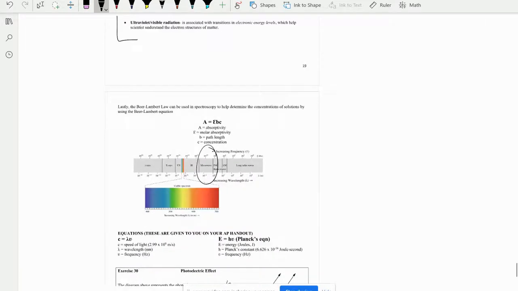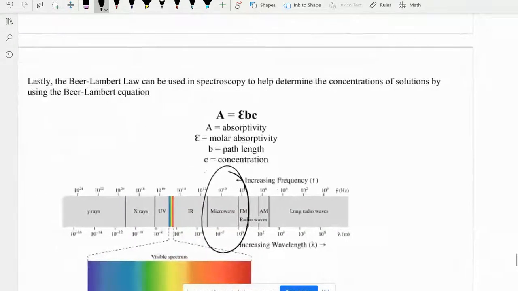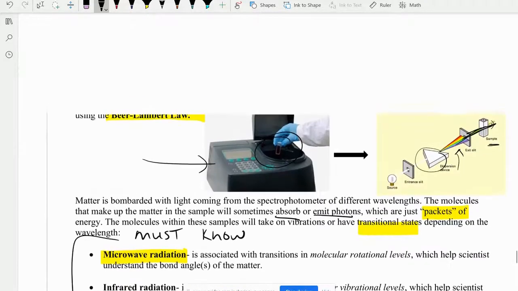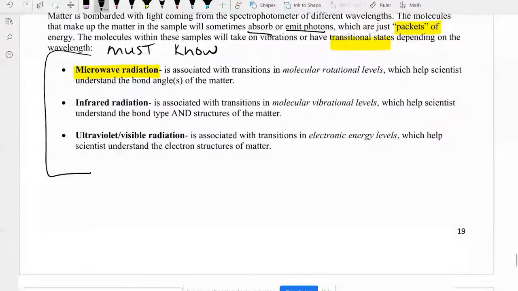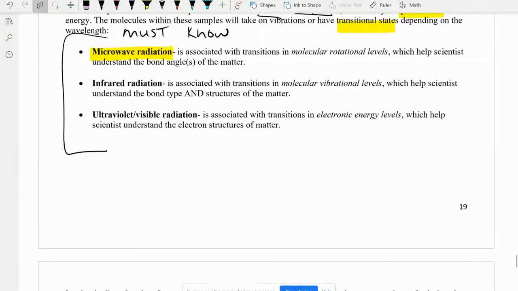You all should be familiar with what microwave radiation is. You have probably at some point in your life used a microwave to cook your food. And when you do so, that type of radiation is going to cause transitions in what we call molecular rotational levels. Now, don't let the language get you caught up here. Molecular rotational levels literally just help a scientist understand the bond angles that make up that matter.